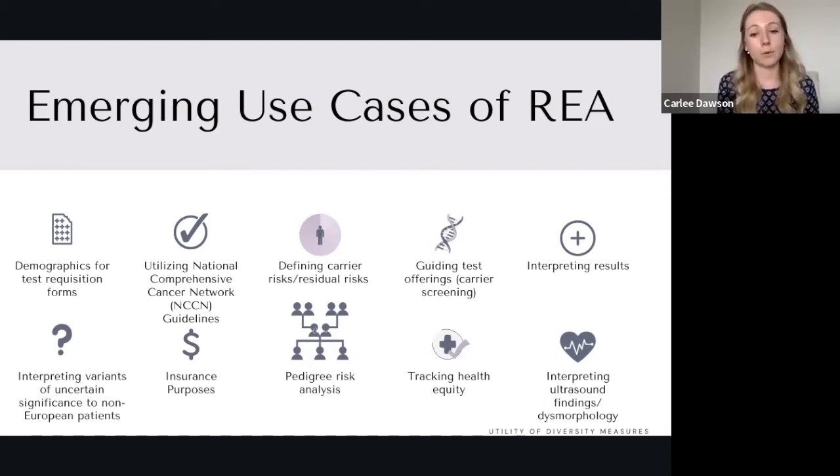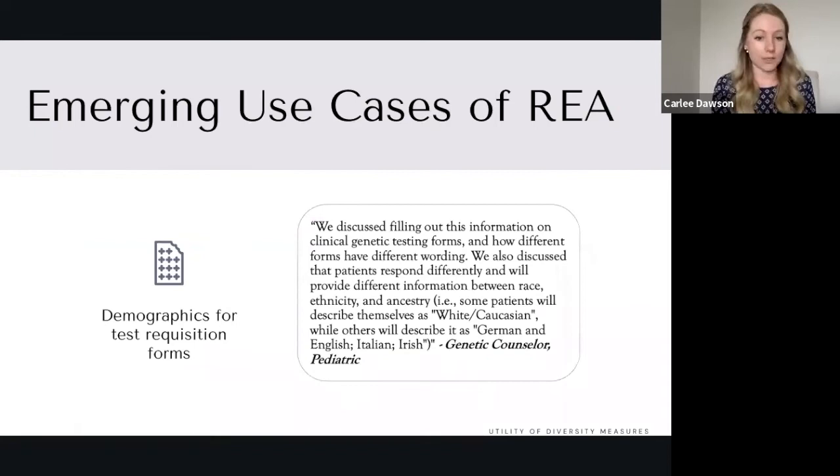So to highlight a few example quotes that emulate these emerging use cases, a pediatric genetic counselor had shared for demographics for test requisition forms that they discussed filling out this information on clinical genetic test forms and how different forms have different wording. We also discussed that patients respond differently and will provide different information between race, ethnicity, and ancestry. So some patients may describe themselves as white or Caucasian, while others will describe it as German, English, Italian, or Irish. So this is going back to the test requisition forms and further describing that inconsistency between the forms and the labs and what they're requesting.